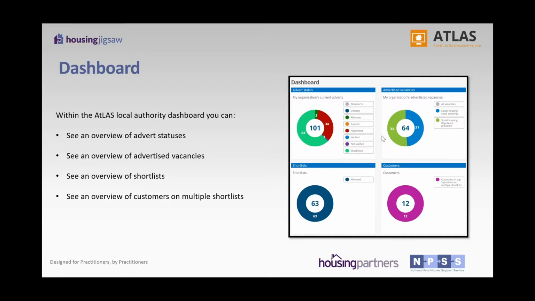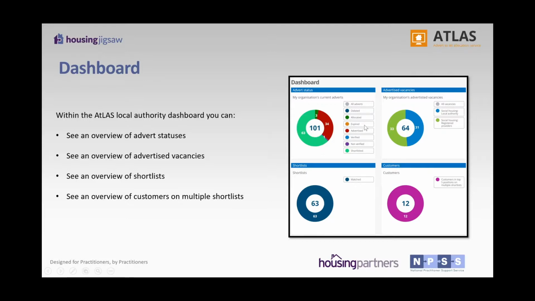Okay, so within Atlas, the local authority dashboard, again, those of you that are using our PRA will see that this is very similar. You get an overview of the adverts, an overview of the vacancies, the shortlists, and customers on multiple shortlists. Some of these widgets are still in development, so we're adding to them. But what we wanted to do is show you where we are and how much we've already built and how quickly we can get this up and running for you.